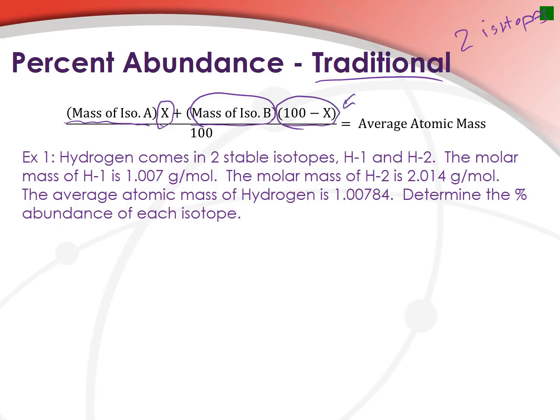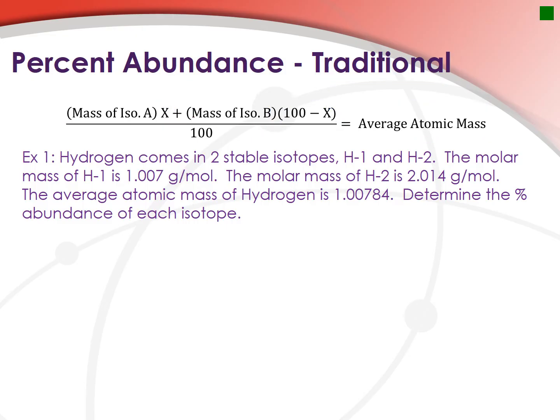And what you're trying to do with the 100 minus X is you're really multiplying it by its percent abundance, which, when you have 2 isotopes together, they equal 100, so the percent of isotope B has to be 100 minus the X, because isotope A has the percent of X, and then that equals the average atomic mass. The average atomic mass is going to be given to you in these problems. So in this case you have to solve for X, which is your percentage.